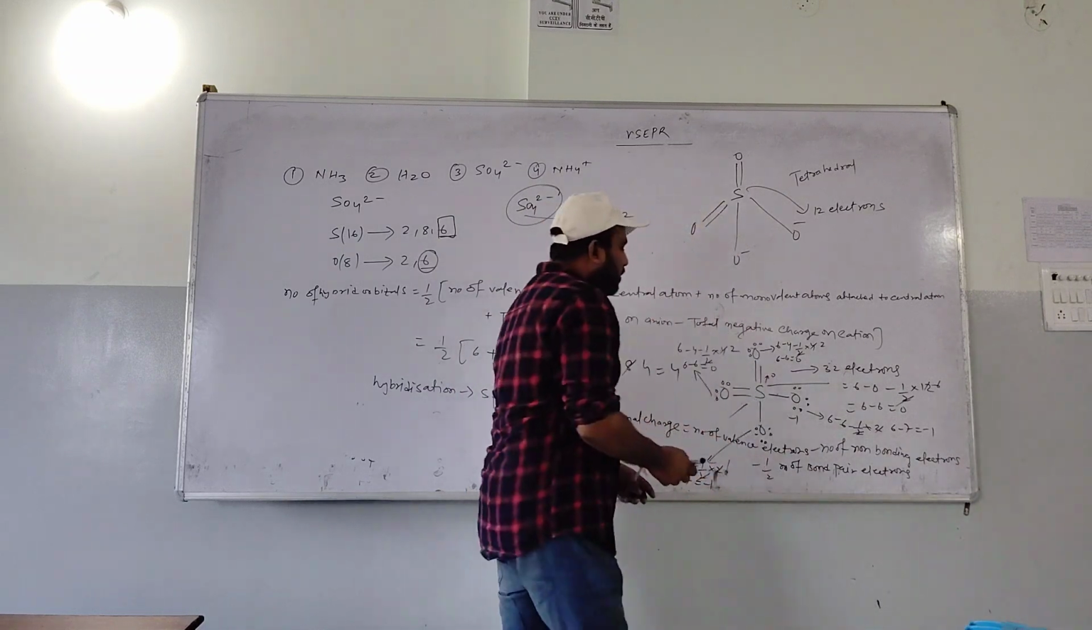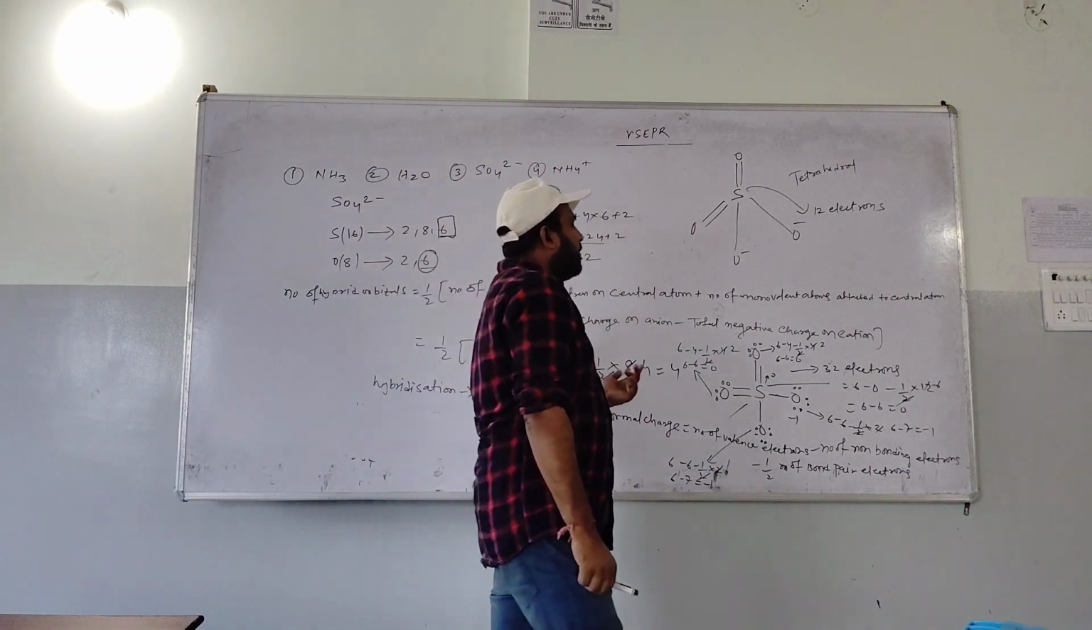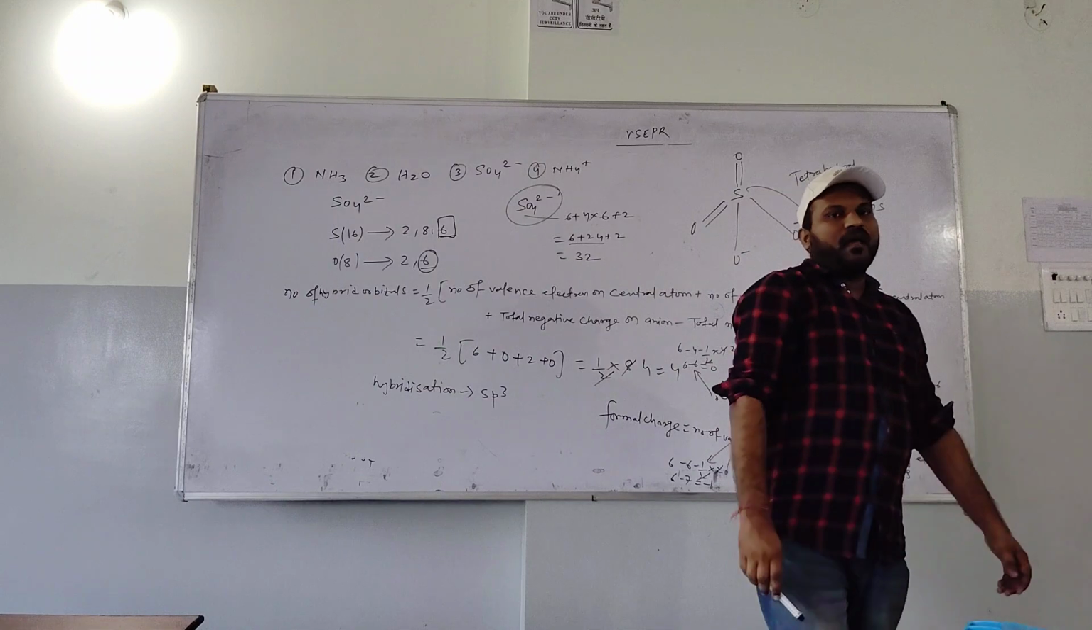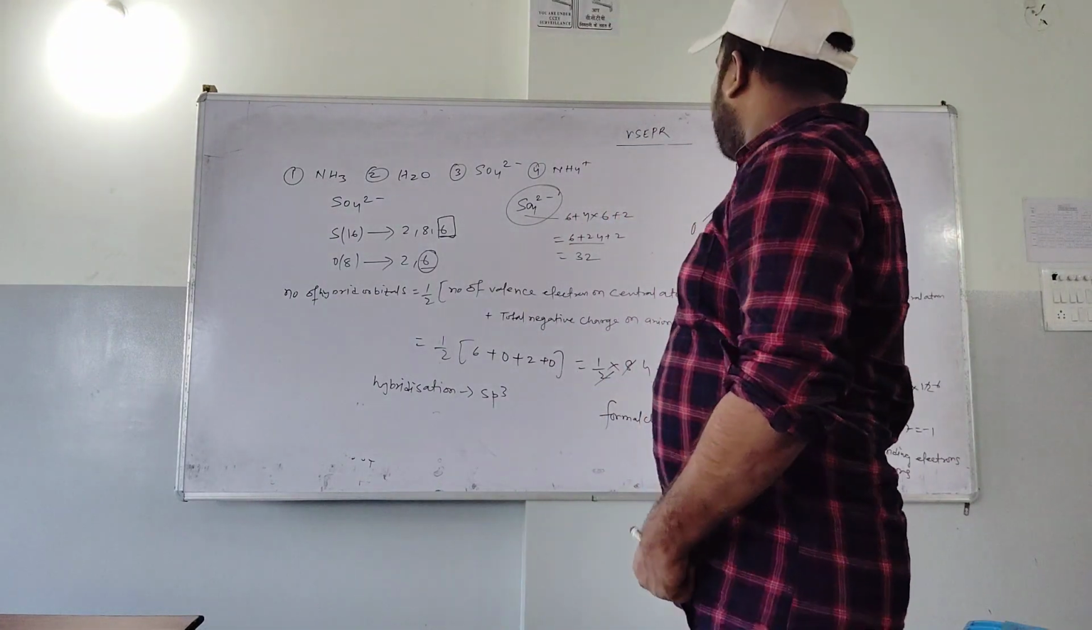So this is the Lewis dot structure of SO4 2 minus. It has a tetrahedral structure and sulfur here violates the octet rule.